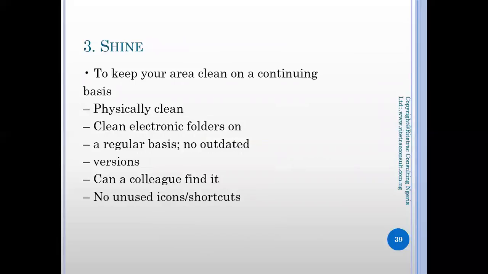Shine: keep your area clean on a continuing basis. Physically clean, and clean electronic folders on a regular basis, with no outdated versions. Can a colleague find it? Some people, once they are not around in the office, it is always a problem for someone to stand in for them, because their workstation is in a mess. You can't find anything, and that's a problem. So that's why we introduce 5S in our organization, so that people can double up for each other. Once you cross-train them, it will help to get things done. Can a colleague find it?